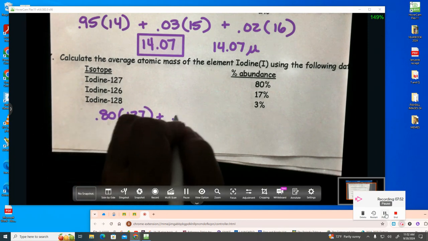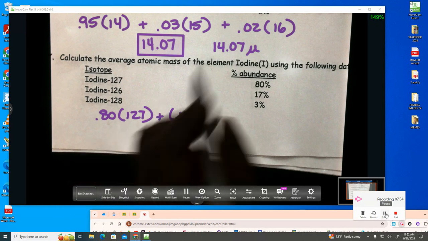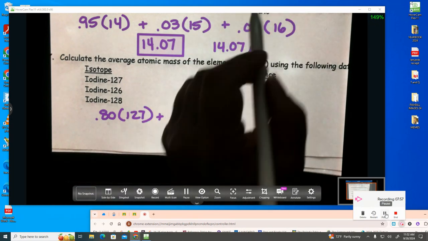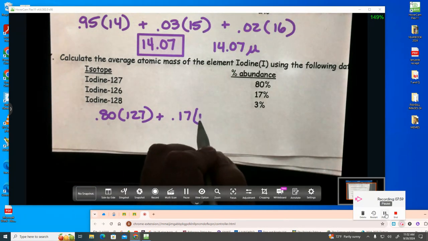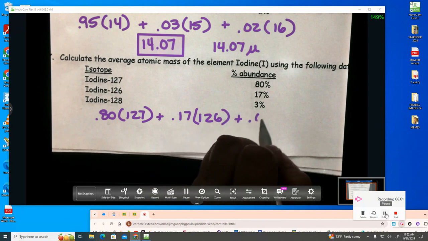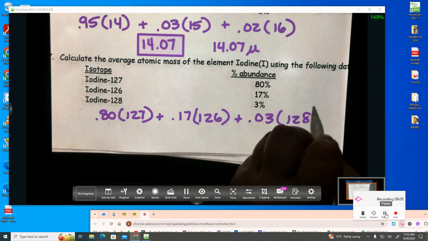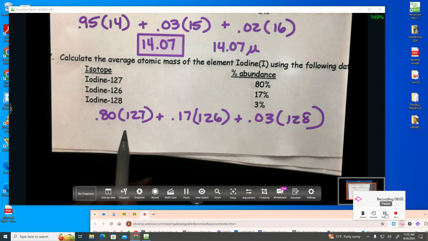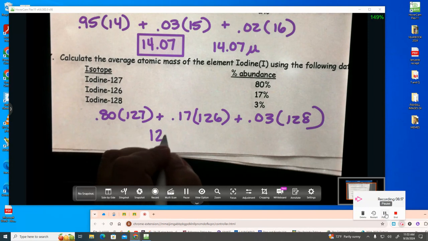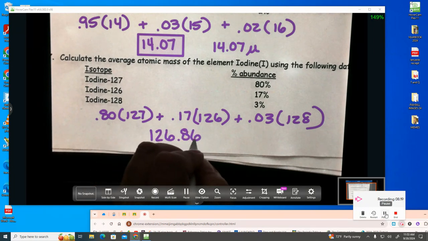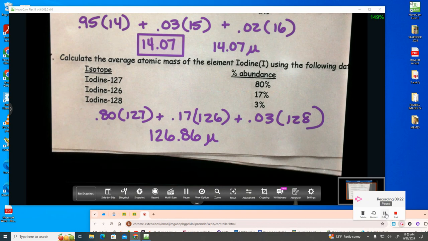0.17, whoops, I don't want parentheses around that. Keep it consistent. Times 126, and 0.03 times 128. And then my answer better be close to 127. It's probably going to be 126 point something. All right, what's my answer? 126.86. Okay, and then we can put the U if we want. Okay, it's close to 127.